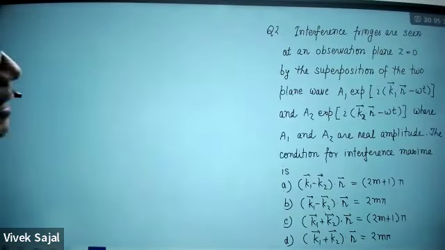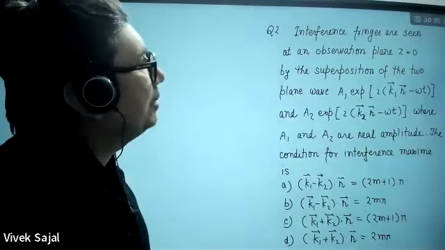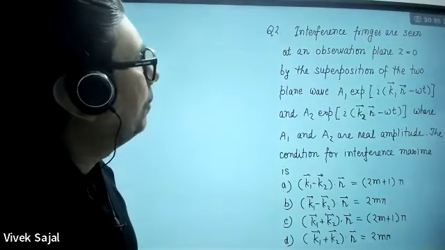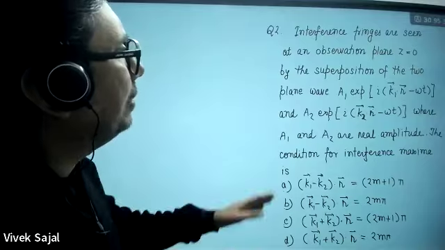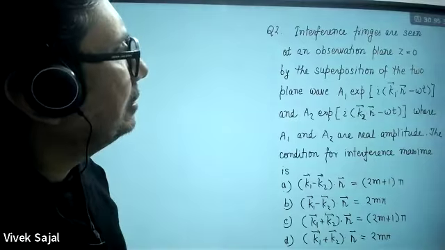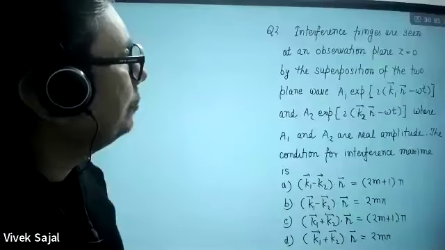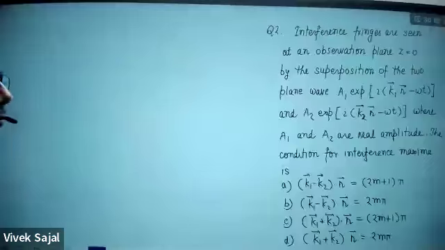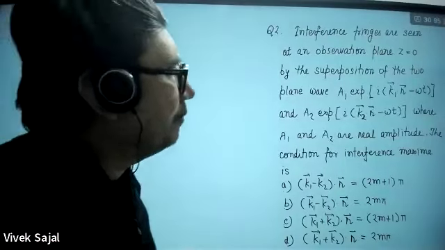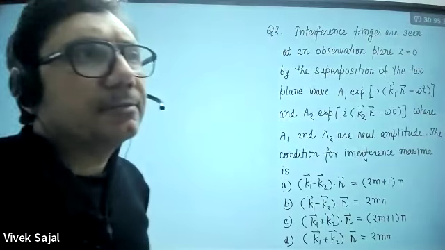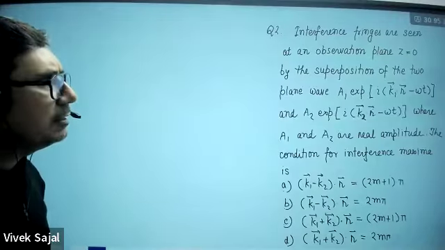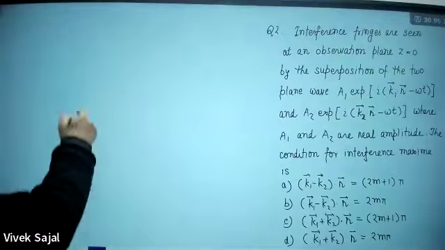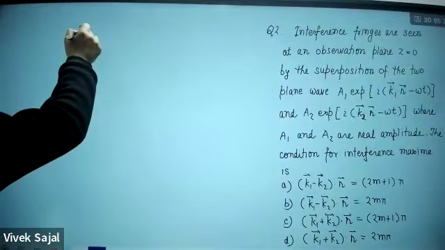Interference fringes are seen at an observational plane Z equal to 0. So Z is 0, by the superposition of two plane waves A1 e to the power this and A2 e to the power this, where A1 and A2 are real amplitudes. The condition of interference maxima is this. They are asking us to write the condition of interference maxima.